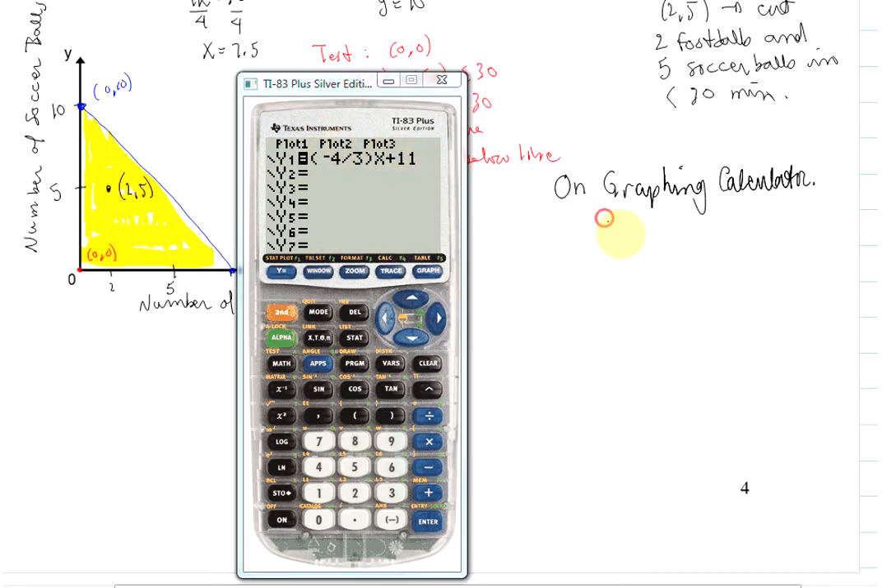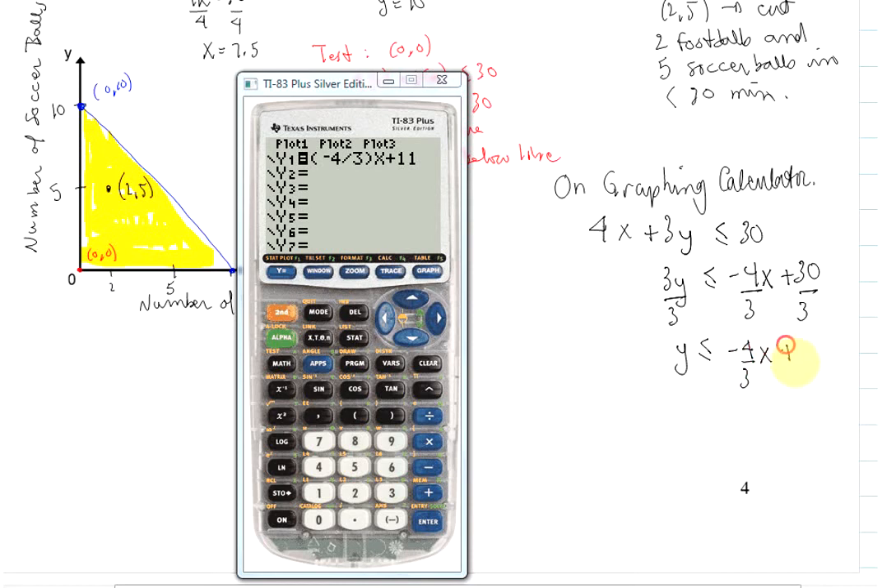So we need to take our inequality 4x plus 3y is less than or equal to 30 and isolate for y. So bring the 4x over, it becomes negative. Divide by 3, and you get that y is less than or equal to negative 4 over 3x plus 10.